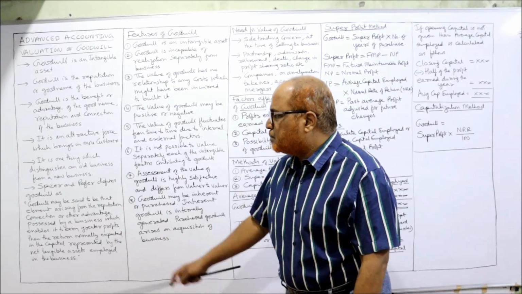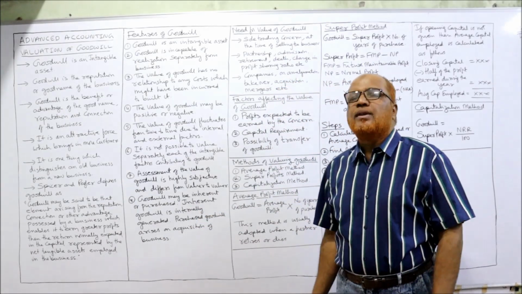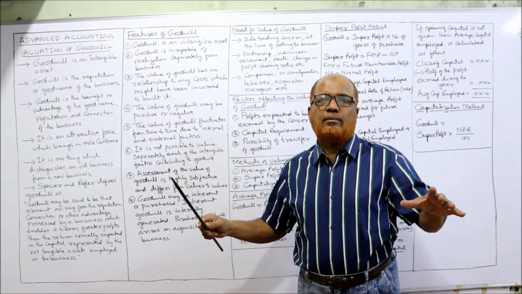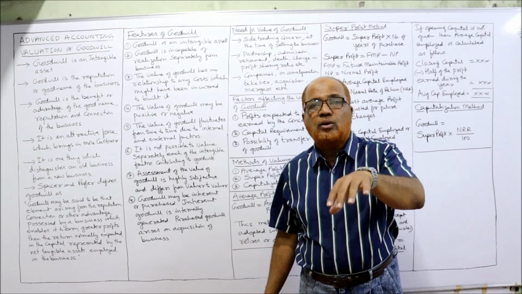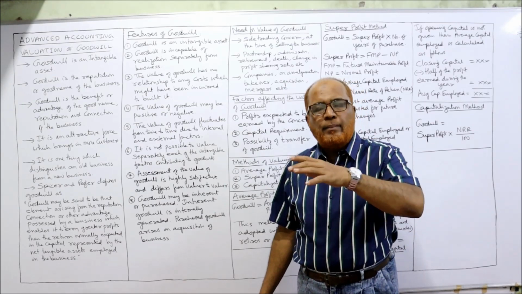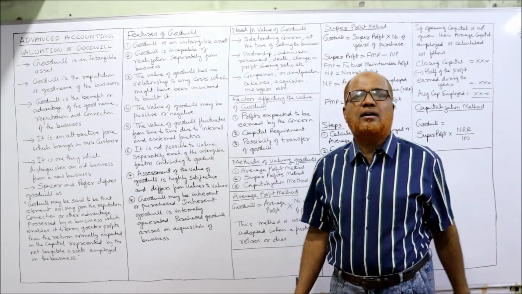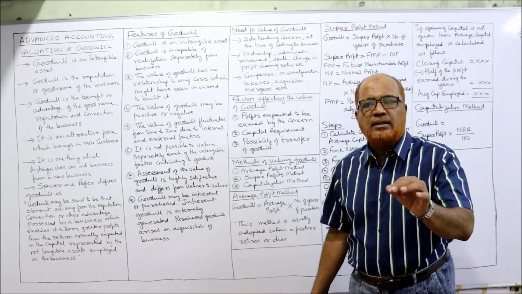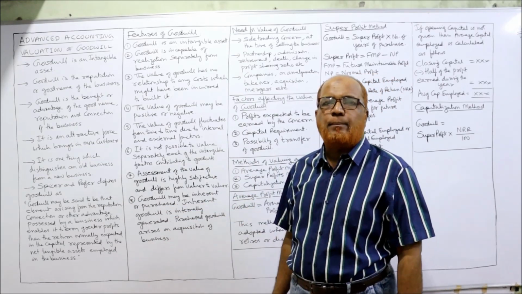Next one is Spicer and Pegler's definition of goodwill. There are many definitions for the term goodwill. It's simple to understand but difficult to define. We cannot define goodwill in a specific word. Many different authors have given different definitions to the term goodwill. But the best definition is given by Spicer and Pegler.